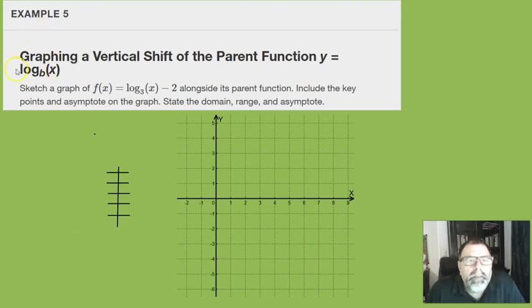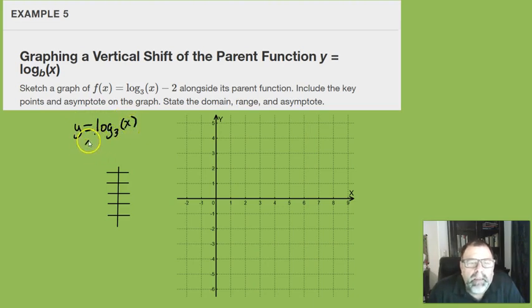Okay, so let's try this example 5, graphing a vertical shift of a parent function y equals log base b of x. So sketch the graph f of x equals log base 3 of x minus 2, and notice it's outside the parentheses. So that's acting on y, so that's going to move it up and down. Minus 2 would be down 2. Okay, and they want us to do the parent function. So the parent function is just basically the log base 3. So again, f of x is just y. So log base 3 of x.